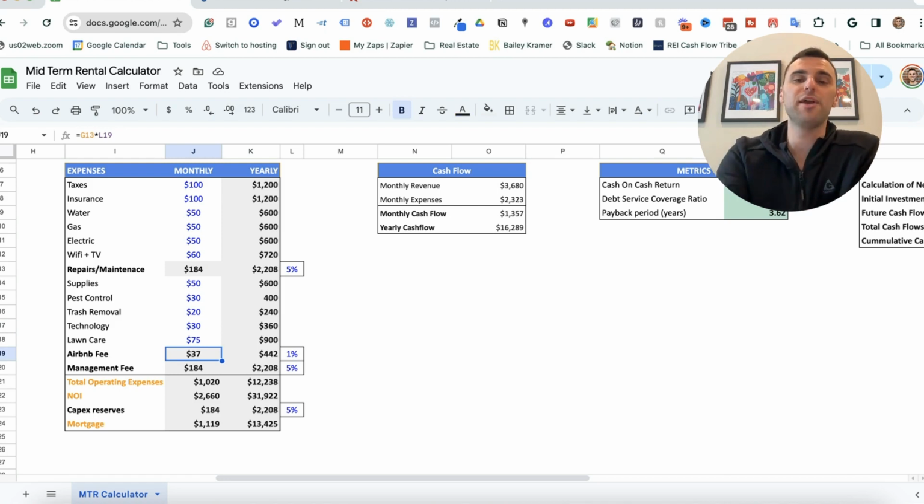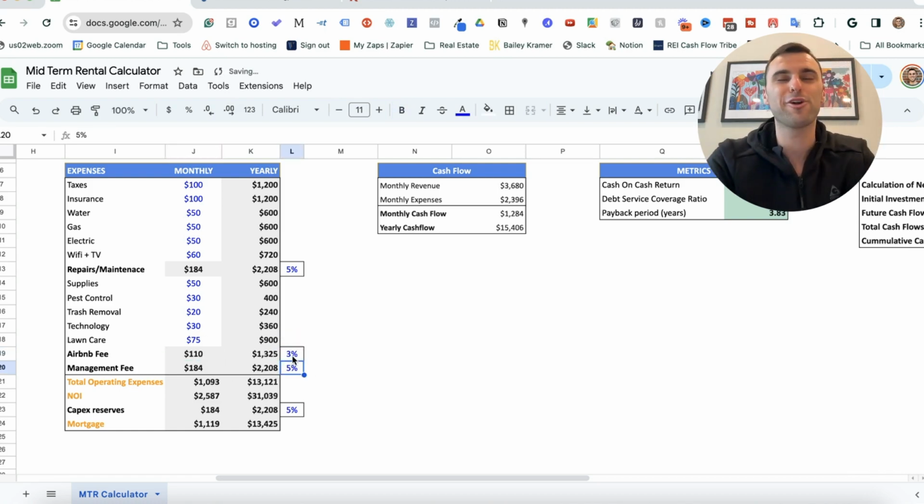Airbnb fee. So if you're going to be advertising your property and you feel like you're going to get a lot of bookings on Airbnb, I would definitely account for this. Airbnb charges a 3% fee to the owners. If you're like, you know what, we're only going to probably get a few bookings from Airbnb, but really the majority are going to be off platform, then you can lower this percentage to 1 or 2% just so you have some of that built in.